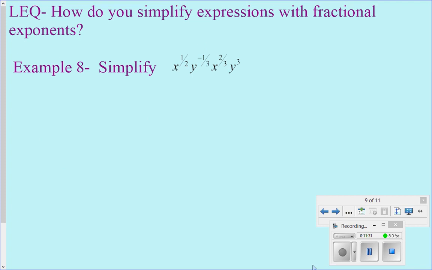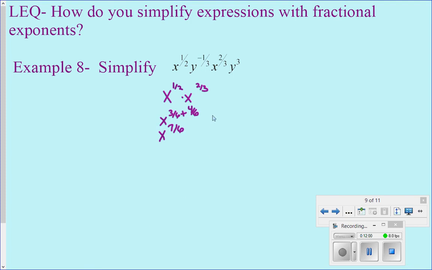Okay, last problem. So we're going to combine the x's and the y's because I see like terms. So we're doing x to the 1/2 times x to the 2/3. So the rule says when you have like bases, you add the exponents. So I'm adding 1/2 and 2/3. So 1/2 in 6th is 3/6. And I'm adding on 2/3 in 6, which is 4/6. So 4/6 plus 3/6 is 7/6.